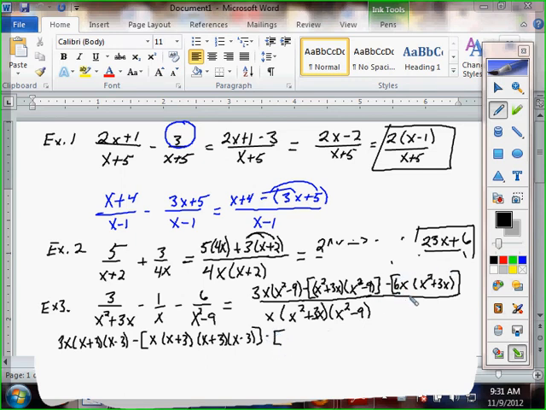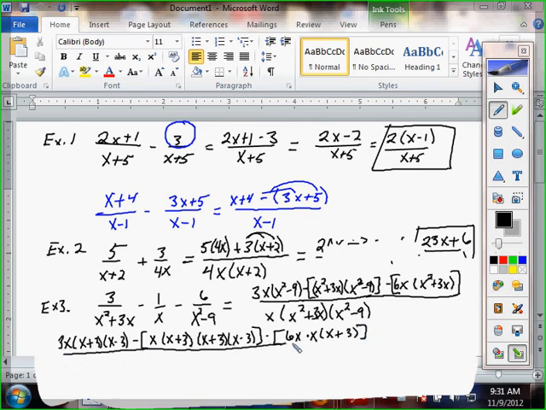Minus, continue with my bracket over here. I have a 6x, and then this piece right here becomes, I'm going to be able to pull out an x, so times x, and then that becomes x plus 3, close my bracket.